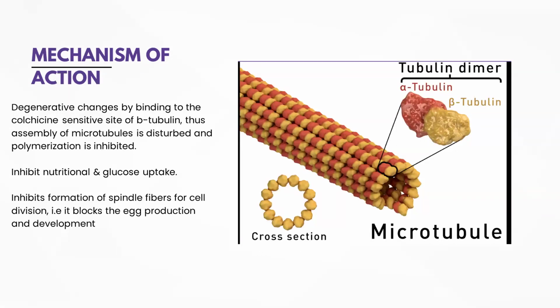This is the mechanism of action. Degenerative changes occur by binding to the sensitive site of beta tubulin. The assembly of microtubules is disrupted and polymerization is inhibited. So this inhibits the nutritional and glucose uptake. This also inhibits the formation of spindle fibers for cell division and blocks egg production and development.